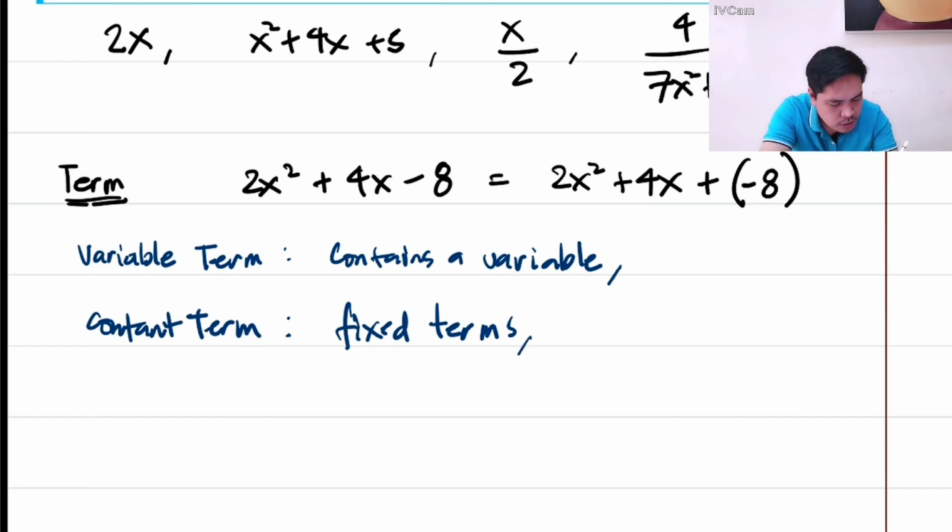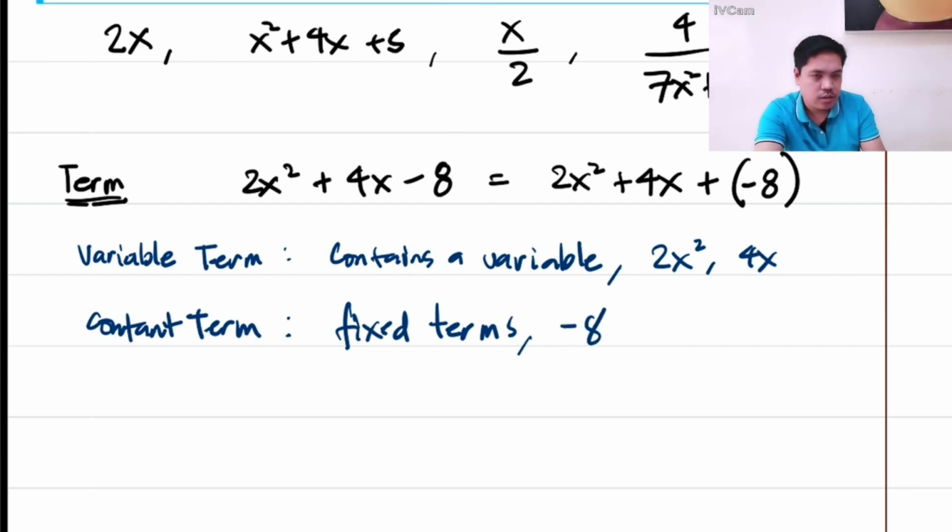Okay. So, ano yung ibig sabihin nito? From the example, what are the variable terms? Sobrang dali. The variable terms are 2x squared and 4x because these two terms contain a variable. So, the constant term is 8 or negative 8, kung atong basihan lang ang plus na separation. Ito lang, separated by plus. So, the constant term is just 8. So, ganun lang siya kadali.